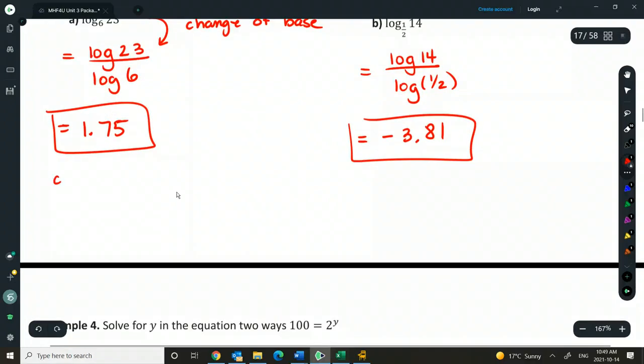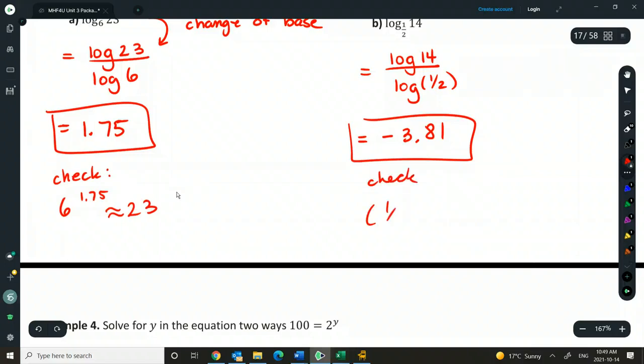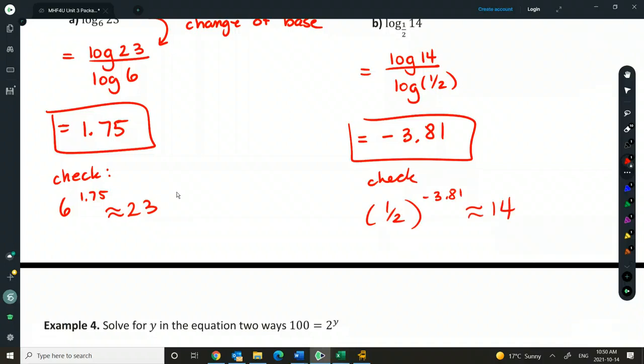Okay, so same thing here. I check that 6 to the exponent 1.75 is approximately equal to, not 33, 23. Same thing here. We check that 1/2 to the exponent negative 3.81 is approximately equal to 14. It might be off slightly because if we round those decimals, then we're rounding an exponent. So you might get something a little bit off from that.